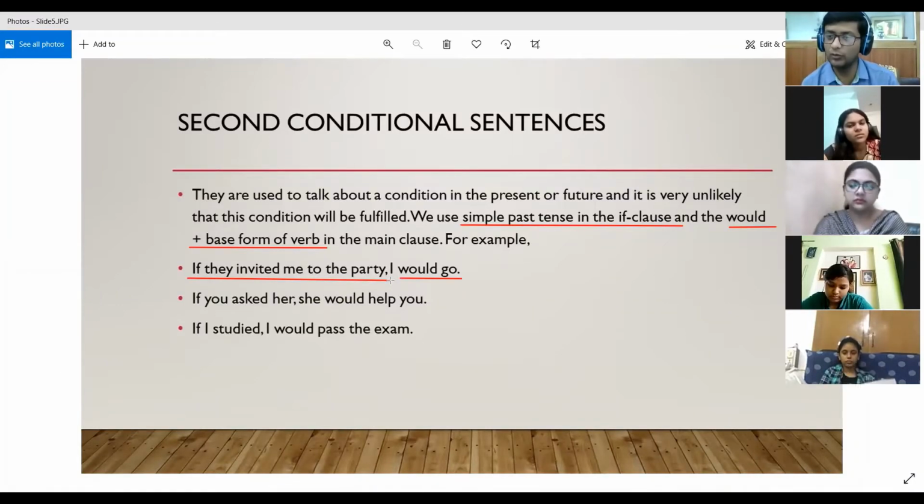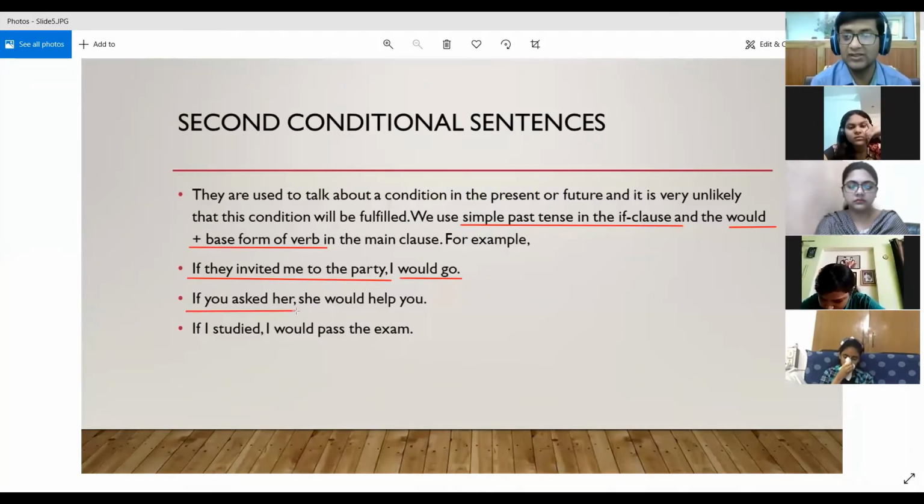So when a person knows that this condition will not be fulfilled, that there is very little possibility of it, then we say that this is the case of the second conditional sentence. We will use simple past tense in the if clause and would plus the first form of the verb in the main clause. See the second one. If you asked her, she would help you.